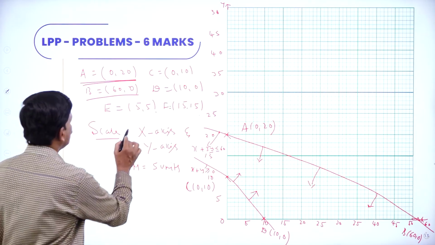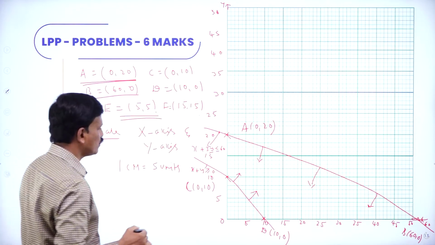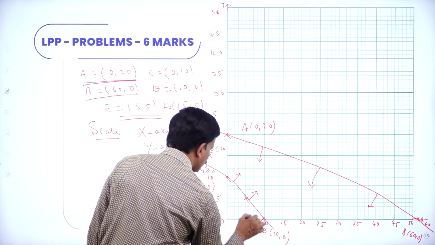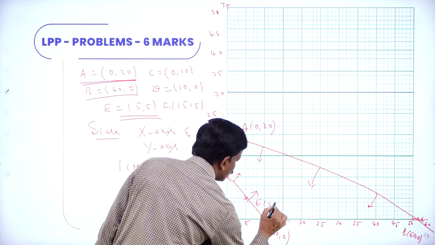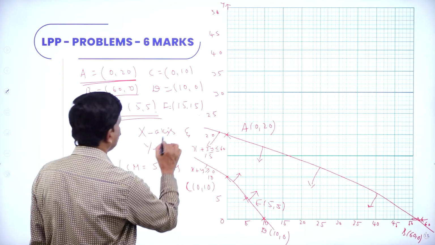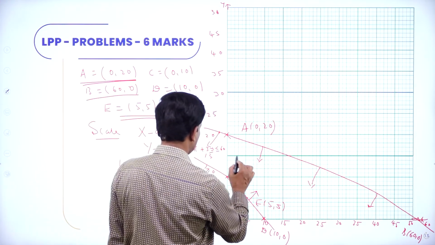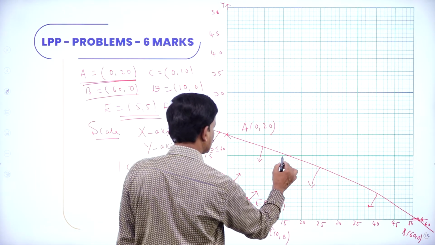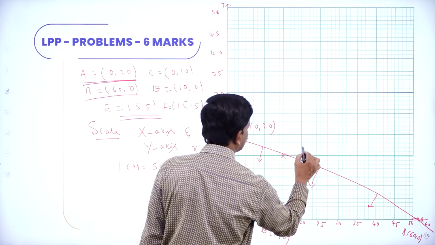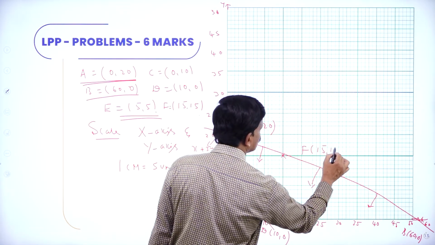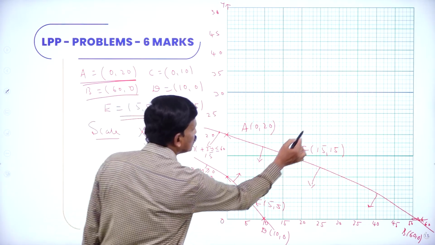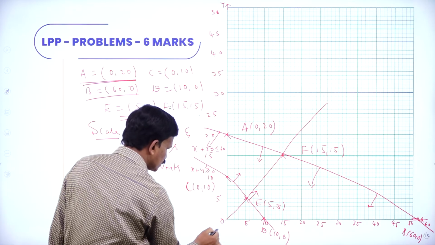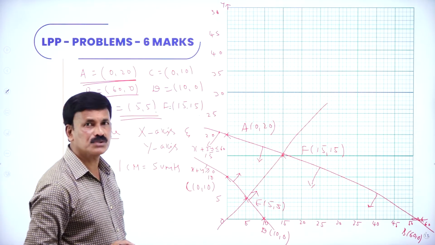Now what is the third point? E is (5, 5). X is 5 and y is 5. And F, what is F? (15, 15). Where is 15? Here it is 15. So (15, 15). Now what is the condition? Just draw a straight line, a straight line which passes through the origin.